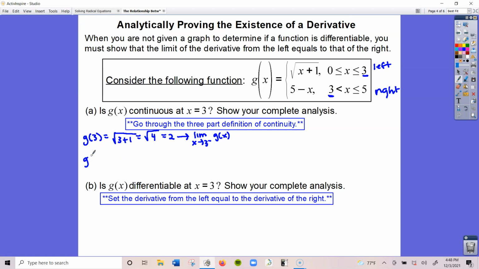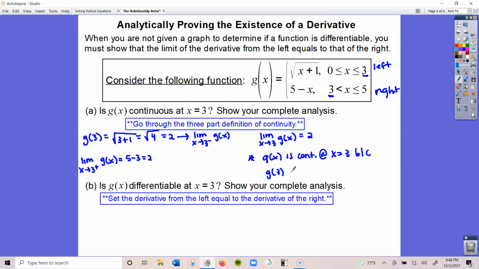So we're going to find the limit as x approaches 3 from the right of g of x. We plug that in, we get 5 minus 3, which is 2. So this is my left limit, this is my right limit. That means that the general limit as x approaches 3 of g of x does exist, and it equals 2. Since all of these values equal 2, this would imply that g of x is continuous at x equal to 3, because g of 3 equals the limit as x approaches 3 of g of x.